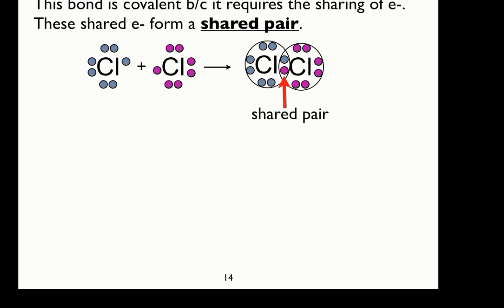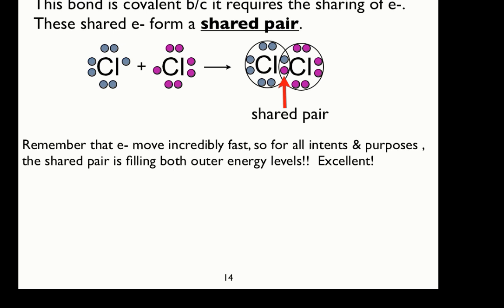So you don't have to draw the Venn diagram, but I think it helps to identify where that shared pair is, and that in fact this is a covalent bond. Just to keep in mind, the electrons move so fast. Remember, that's that whole probability about being in an electron cloud, that for all intents and purposes, those electrons are around one nucleus, and at the same time they're around another nucleus. So their two electron clouds kind of overlap and merge a bit.